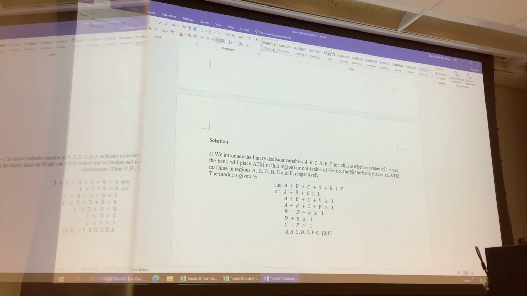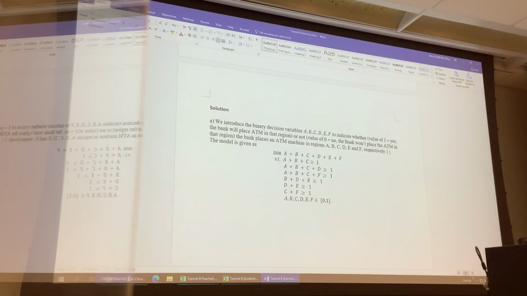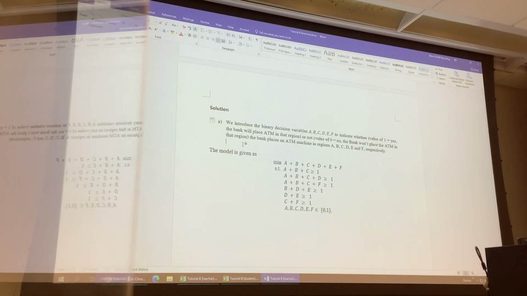So the bank won't place an ATM in that region. Okay, so 1 means yes and 0 means no.